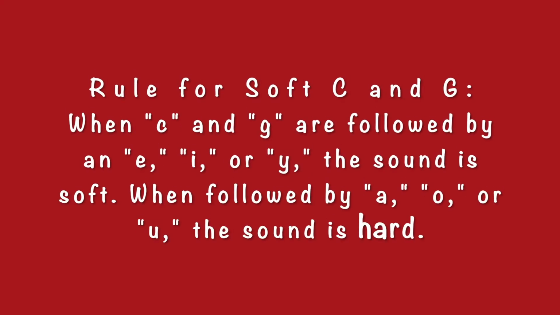First, teach them the rule. The rule for soft C and G are very similar. When reading, if you come to a C and it's followed by E, I, or Y, it makes the S sound.